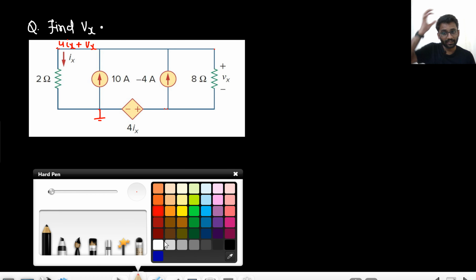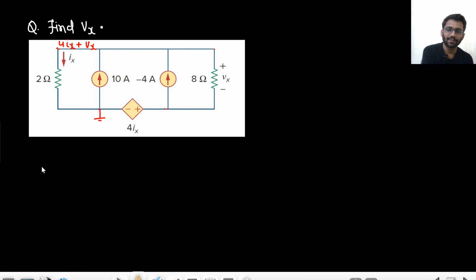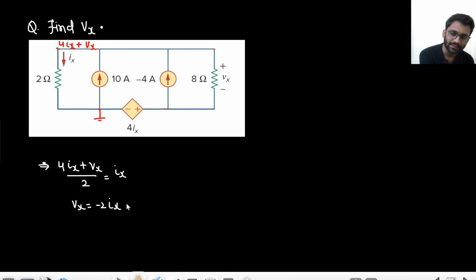So one equation I can write down from here, that is 4ix plus Vx by 2 is equal to Ix, right? So from here I can see Vx is equal to minus 2Ix. This is equation 1. Got my point? I just wrote down the current in this branch. 4Ix plus Vx by 2 is equal to Ix. So Vx is equal to minus 2Ix.